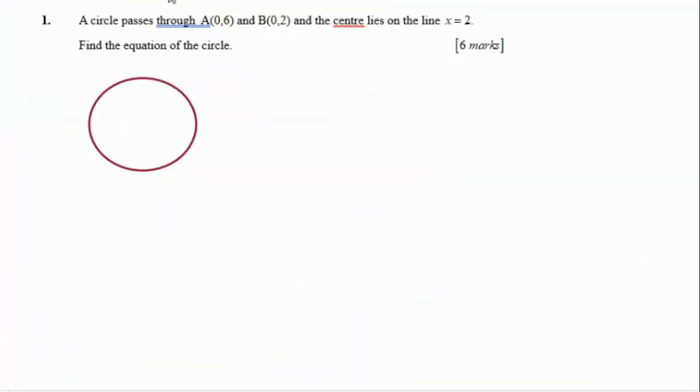Hi everyone. In this video, we're going to discuss UPS set 1.